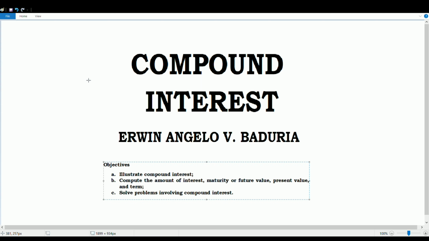So, at the end of this video lesson, you should be able to illustrate compound interest, compute the amount of interest, maturity or future value, present value, and term, and solve problems involving compound interest.